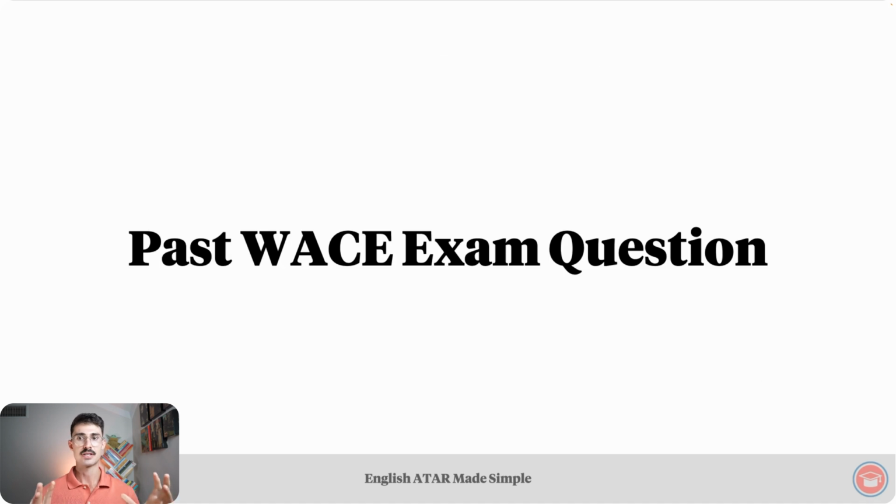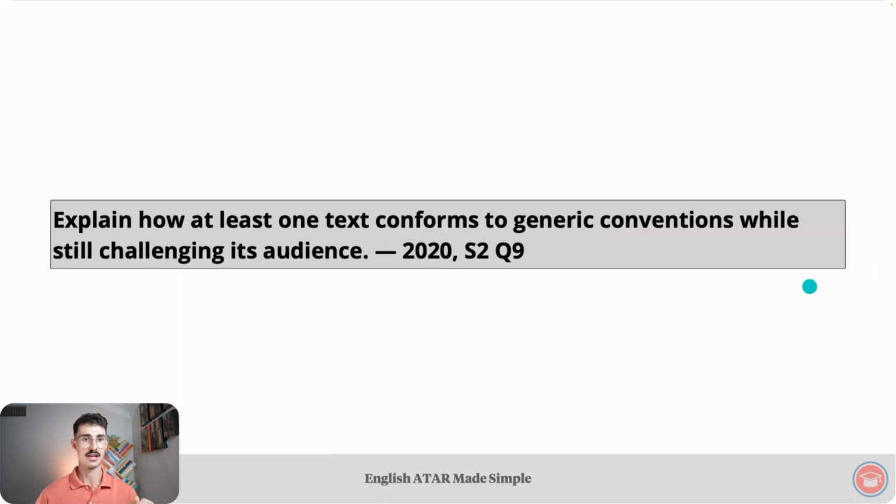Alright, we've just looked at examples of conventions of the genres of form and structure and conventions of the genres of subject matter. What we're going to do now is look at a past exam question to see how we can apply what we've just learned. This is the question we're going to analyze. Explain how at least one text conforms to generic conventions while still challenging its audience.